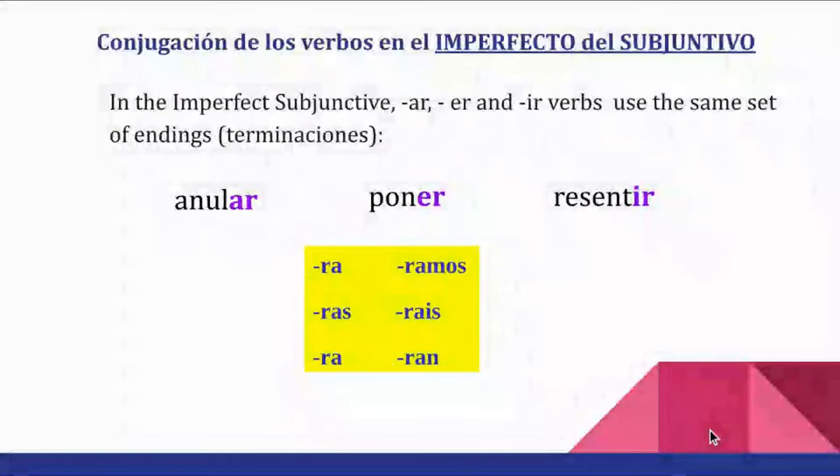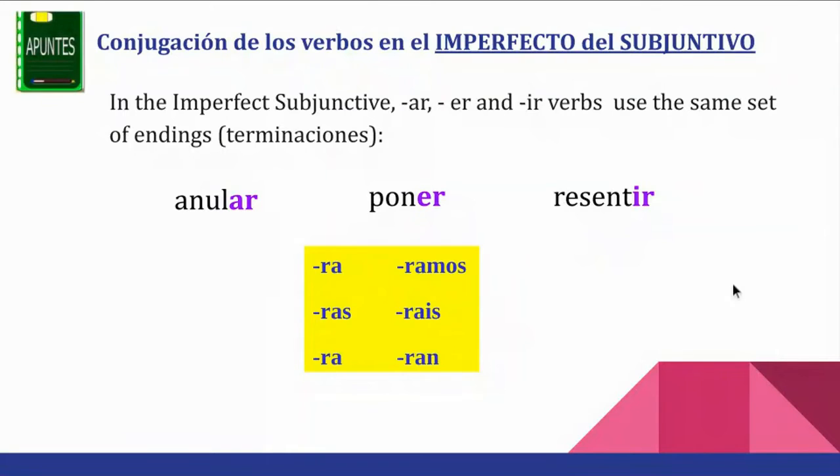Now, in the case of el imperfecto del subjuntivo, in the imperfect subjunctive, good news, for AR, ER, and IR verbs, we're going to use exactly the same set of endings. Entonces, para el verbo anular, poner, and resentir, we will have estas terminaciones: ra, ras, ra, ramos, rais, ran. Let's see how this works. Y puedes tomar apuntes.